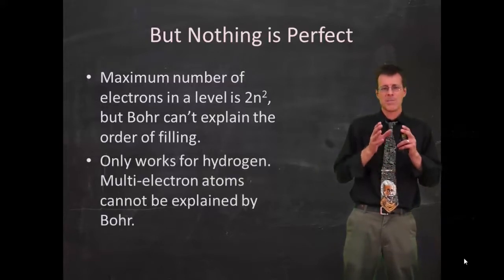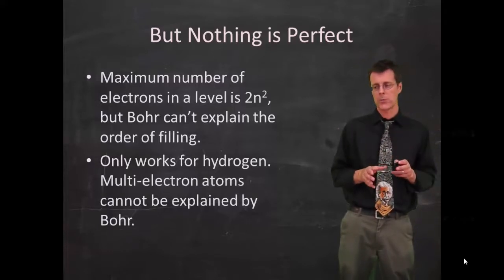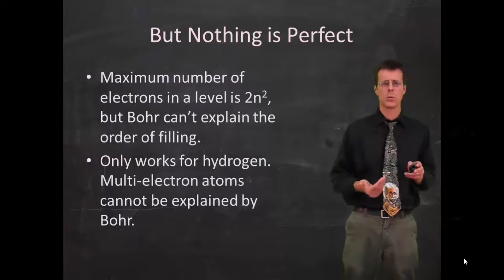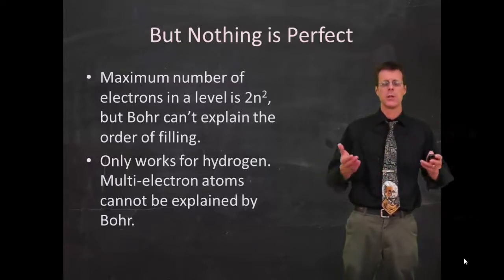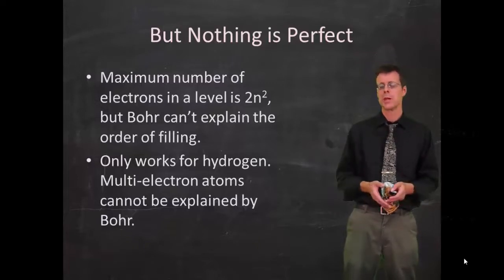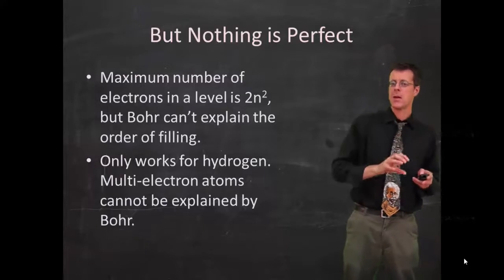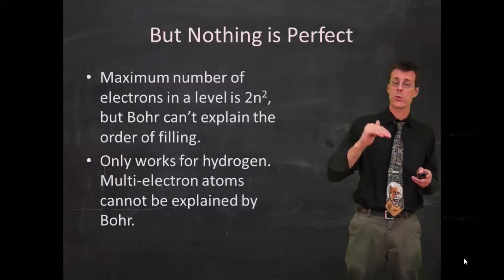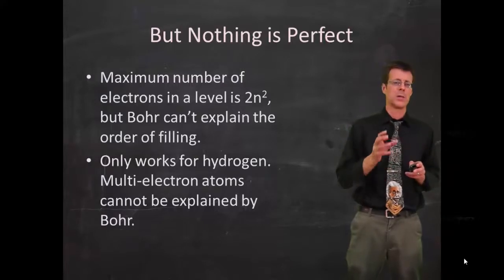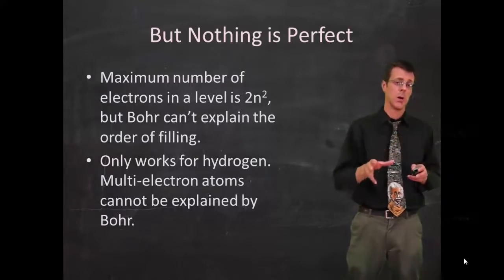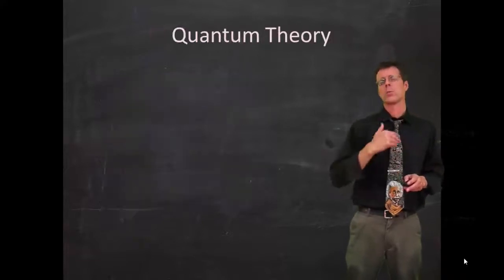Second thing, and this is a big one, is that Bohr's theory only works for hydrogen. As soon as you get into more than one electron, like every other atom out of the 115, 116 that we know about on the periodic table, Bohr's theory doesn't work. So as a concept, it works pretty well: electrons moving to higher energy levels, falling back down. As a concept, it works well, but as a detailed model of the atom, it doesn't work so well. So all of that's in the past. We're going to move on.